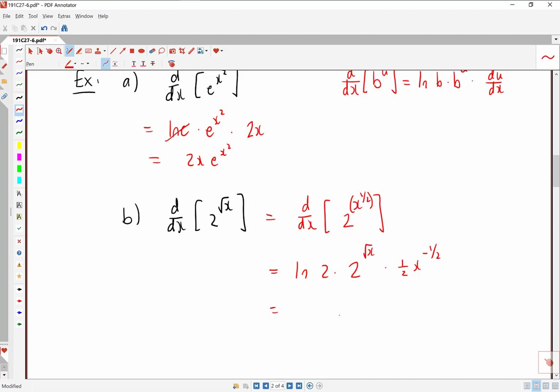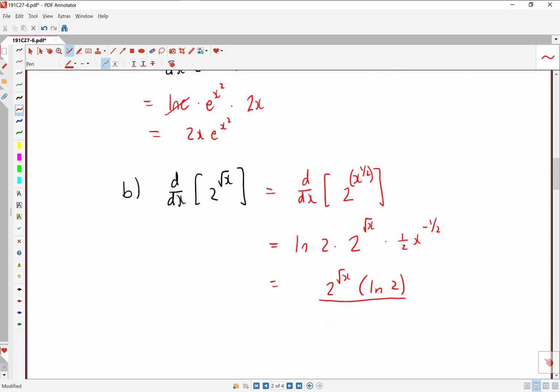Okay, and then we can just think about how to rewrite that a little more clearly. So you could write 2 to the root x times ln 2, might be a little easier to read if you bracket it like that, and then on the bottom we'd have 2 coming from the 1/2, and the x to the minus 1/2 would send a square root into the denominator like that.